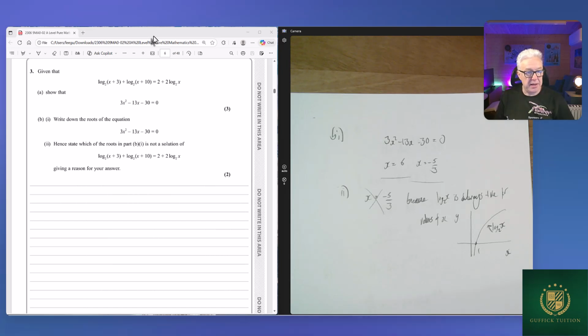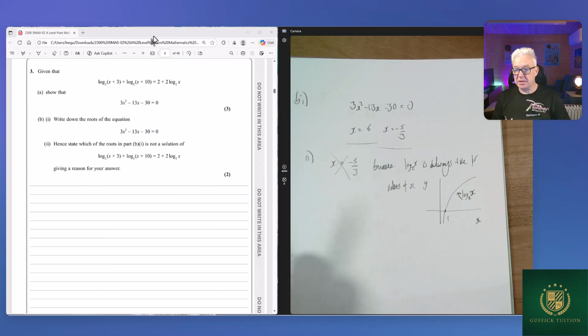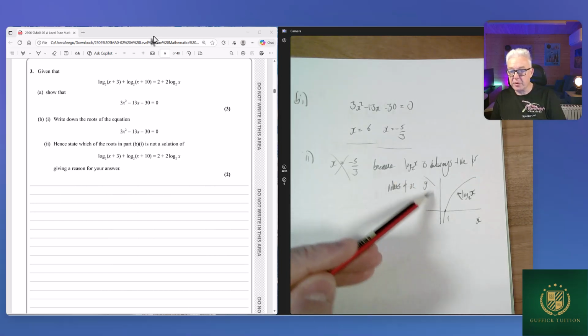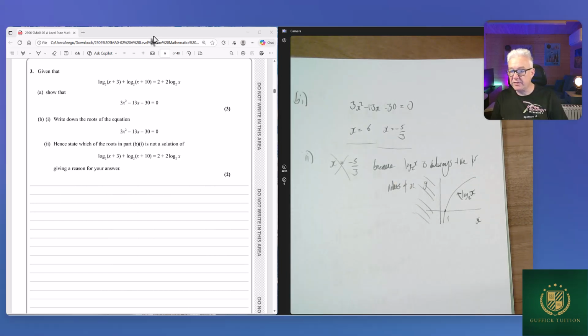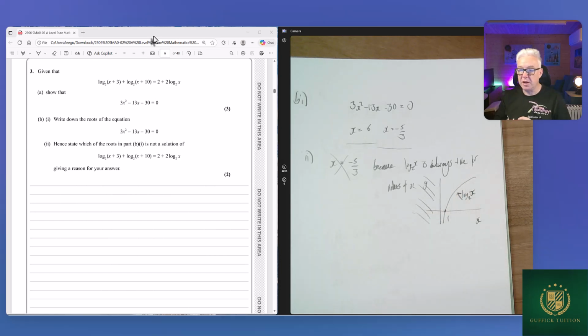Now it says, hence state which of the roots from part B is not a solution and give a reason for your answer. So it's going to be this negative value of x, and the reason is because basically a logarithm graph is not defined for negative values of x, because a log graph looks like this. It's only defined for positive values of x. So that's the reason why.